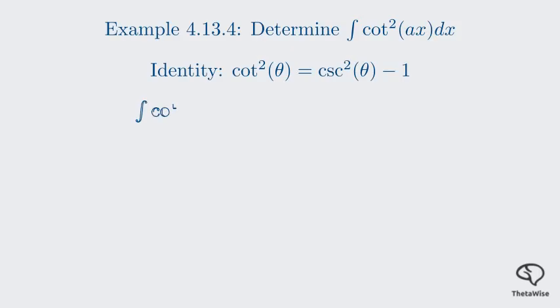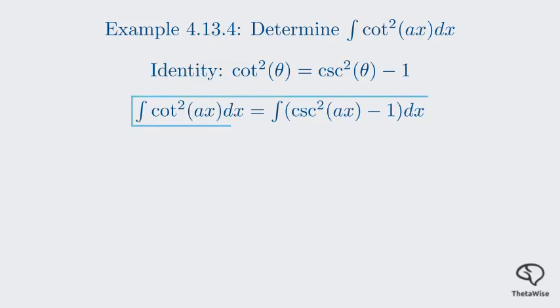We replace cotangent squared ax in the integral with its new form. We are now integrating cosecant squared ax minus 1 with respect to x. We integrate term by term. The integral of 1 is x. For the integral of cosecant squared kx, we have a standard result.